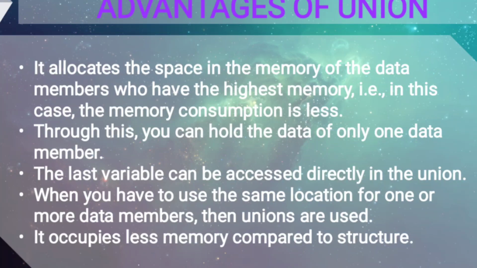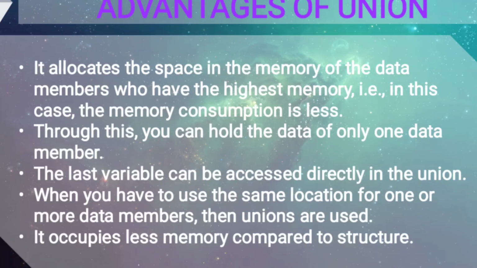Okay, the last point: a variable can be accessed directly in the union. What does that mean? For example, there is a member 1. If you want to access member 1 in the object, you can access it. It means you can access member 1, member 2, member 3, the data items, everything, outside the class or inside the class. It's your wish. Okay, let's get to the next one.